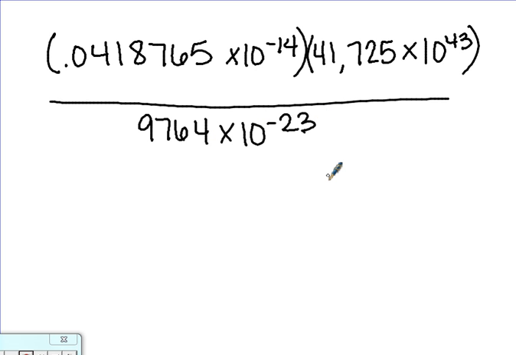This example, I want you to go ahead and copy down and come up with a solution, and we will check it when you come into class.